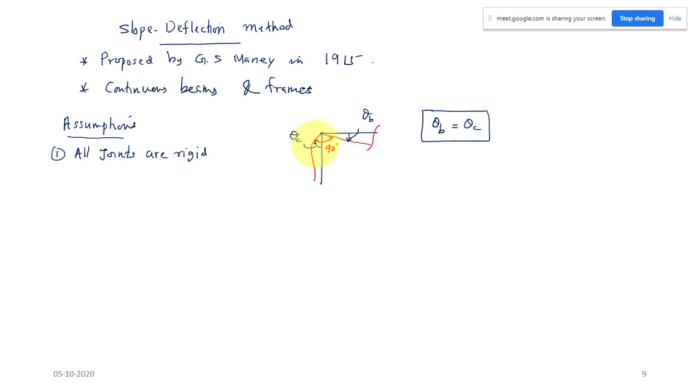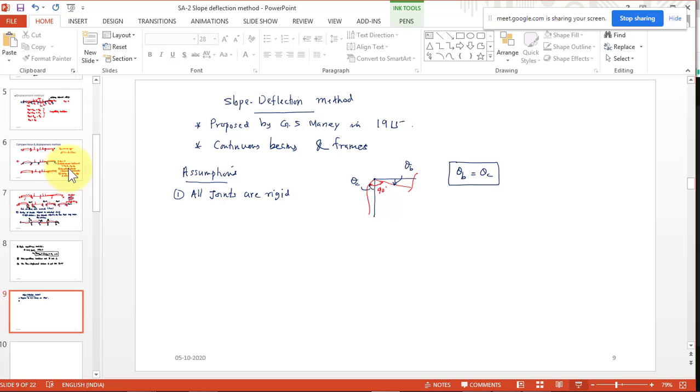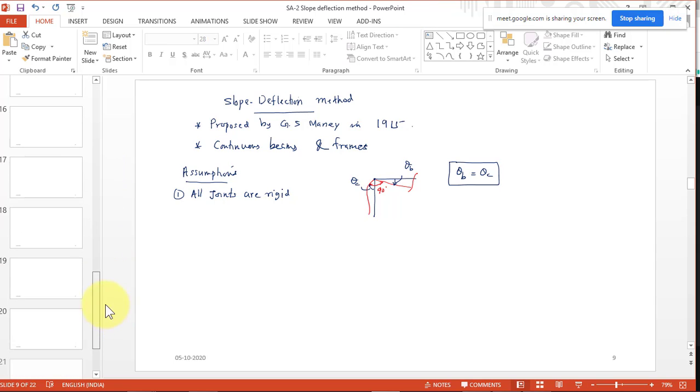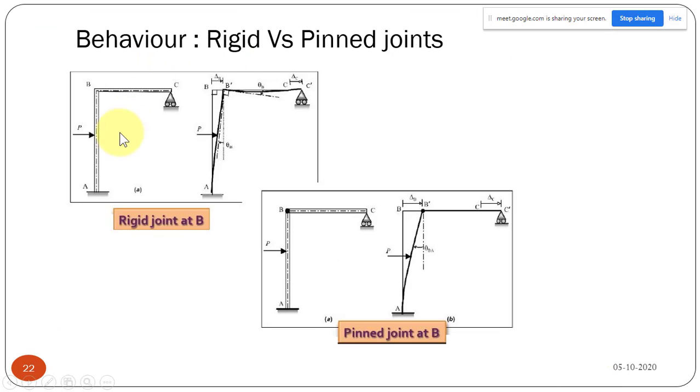So I think I can show one more slide. What is the difference between a rigid joint and a pin joint? How will it be different? You can see two cases. So here this joint is the rigid joint. Okay, we have a frame like this, and I am applying some load here, and it is going to deform.